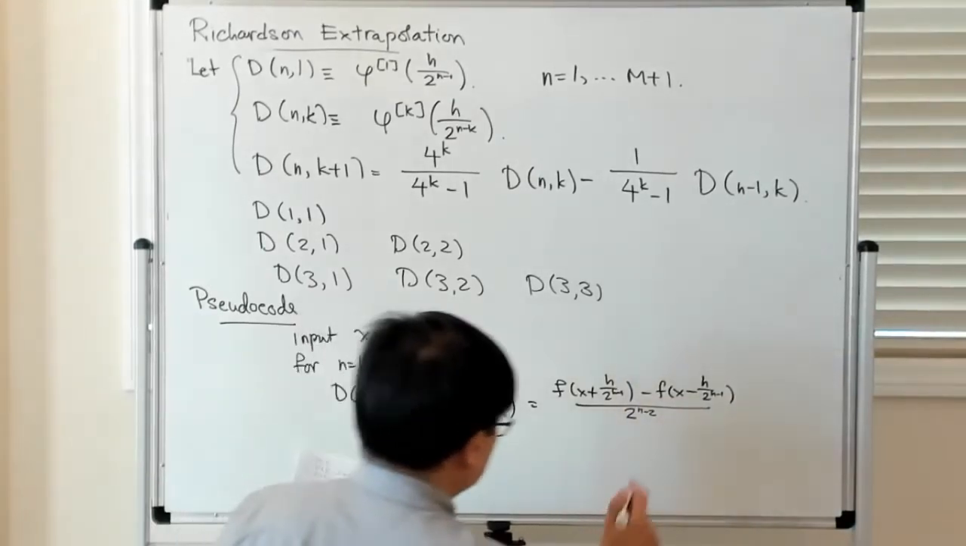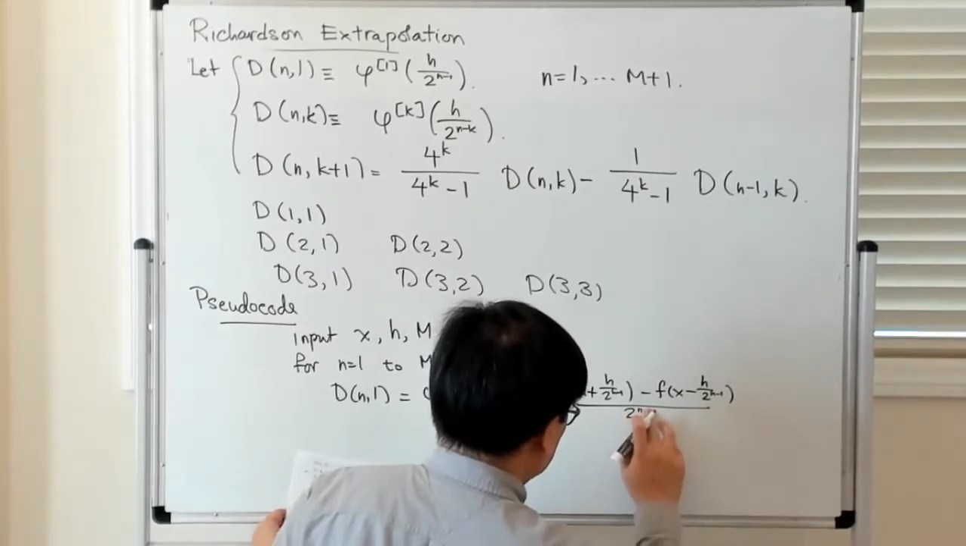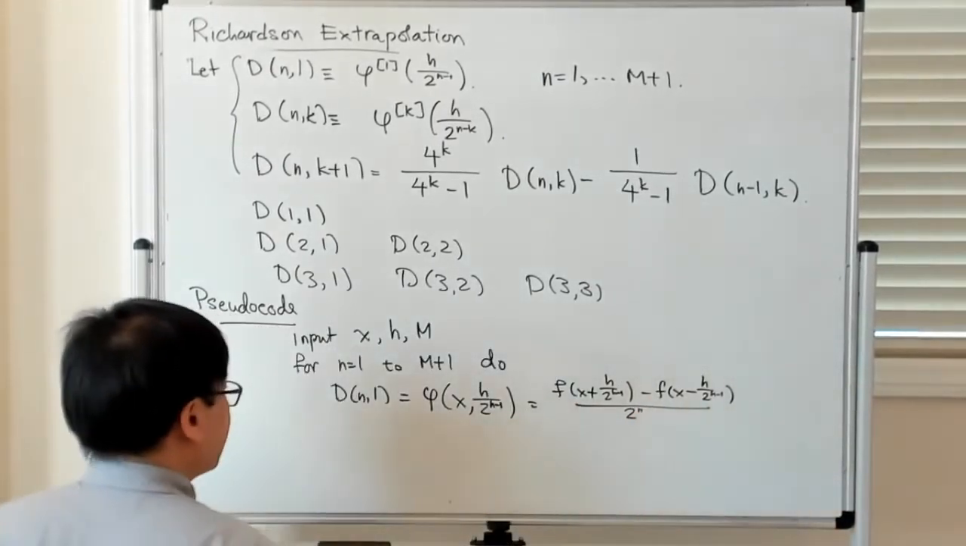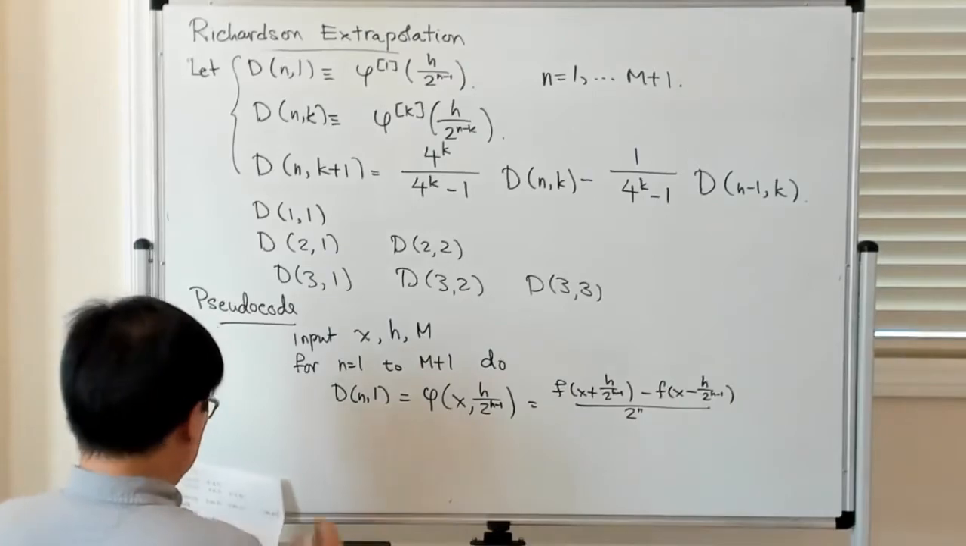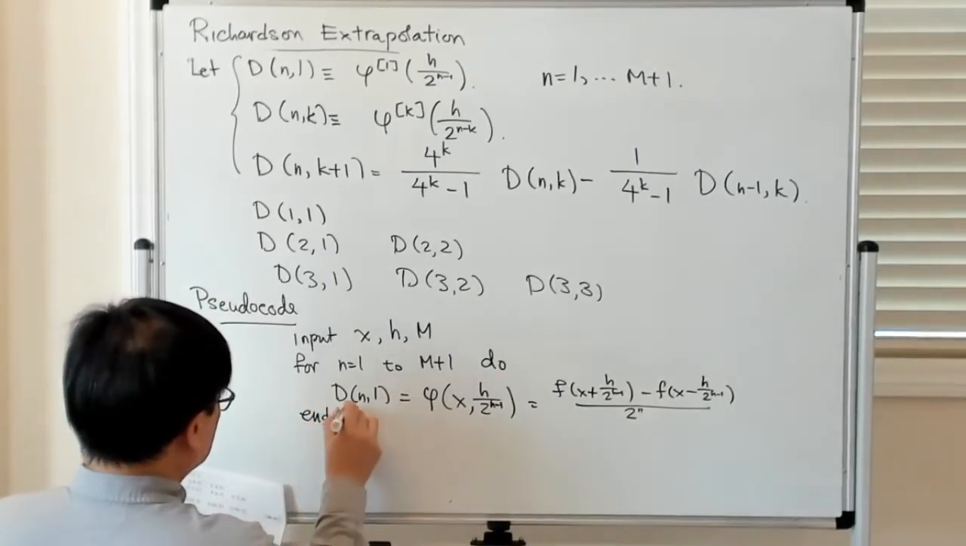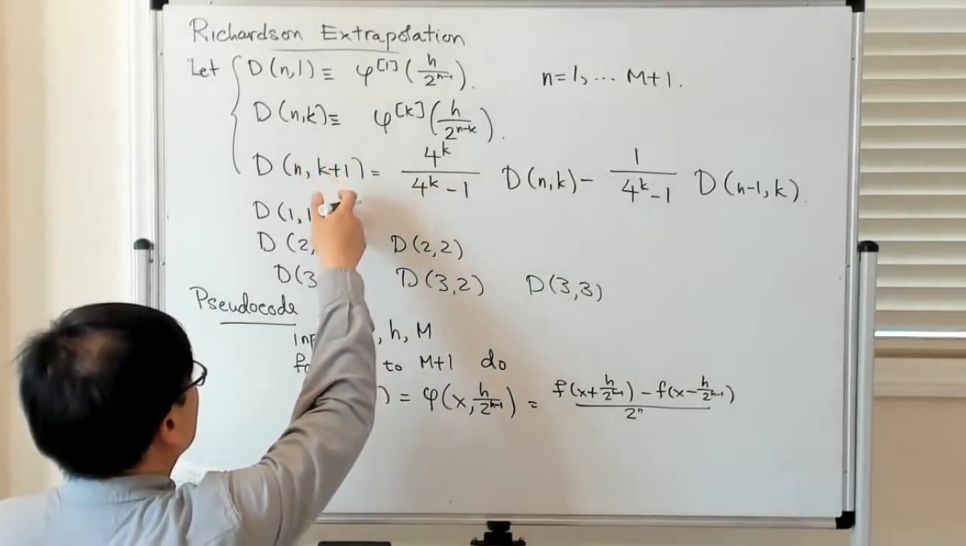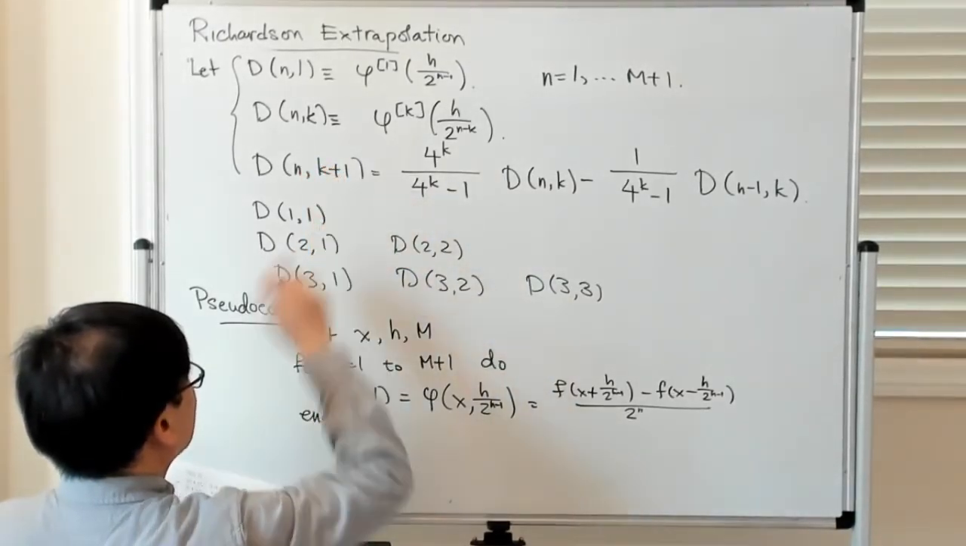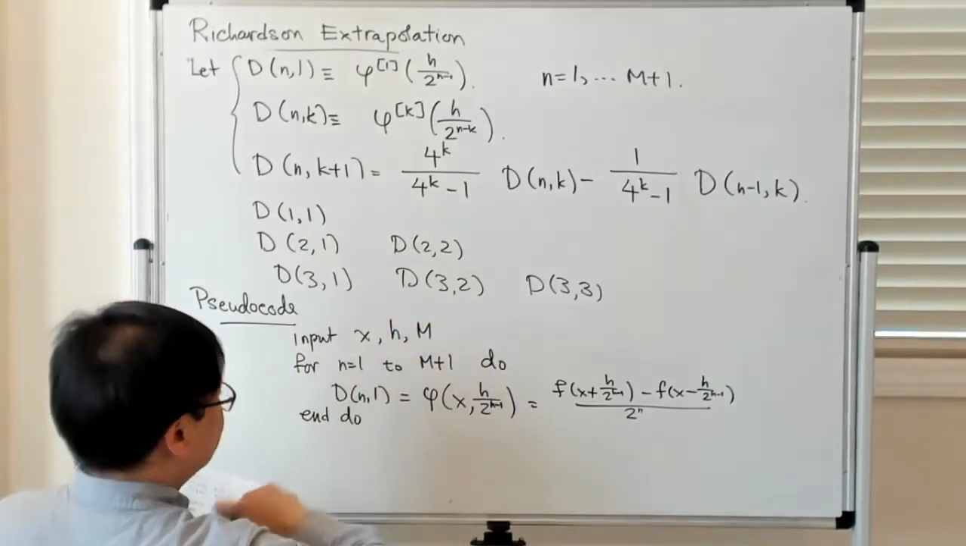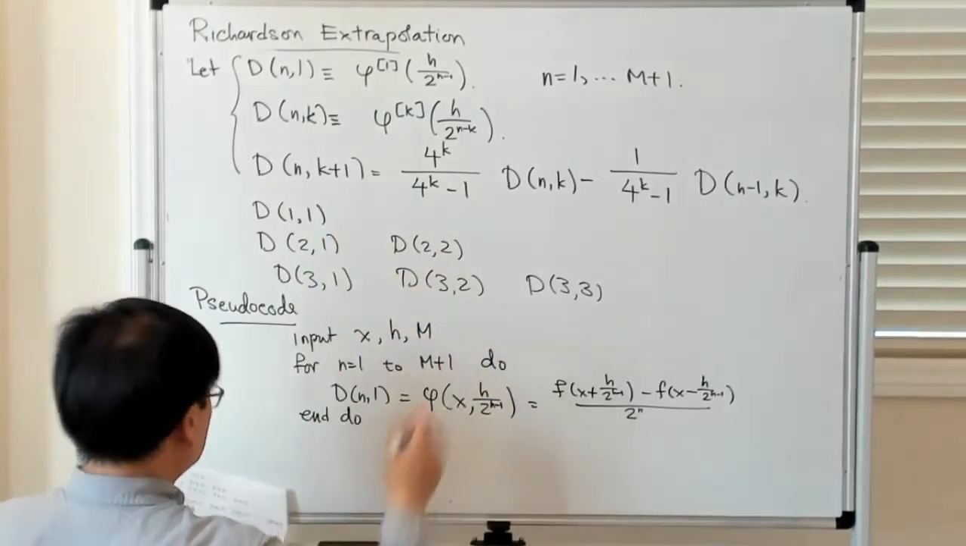Okay, actually, I'm sorry, my bad. It's 2 to the n. Okay, all right, and then you end the do. So this fills in the first column with just the symmetric finite difference approximation of the derivative with different values of h, so h, h over 2, h over 4, and so on.